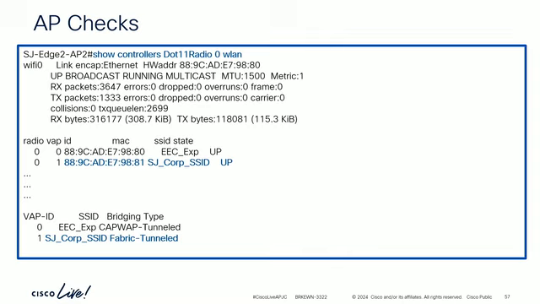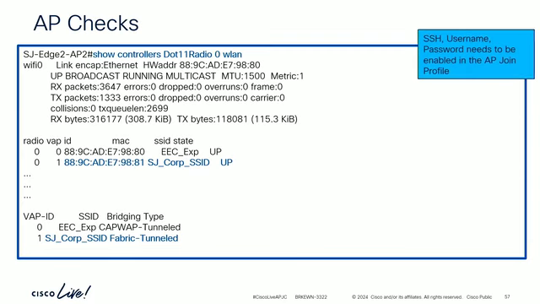You may wonder, what is this CAPWAP tunneled? I have created another SSID actually, just to showcase the difference. This is a non-fabric SSID. A non-fabric SSID would be CAPWAP tunneled, whereas a fabric SSID would be fabric tunneled, and that is what is being sent, broadcasted by the AP, right? So that's something very important to note here on the AP. From the AP perspective, you can also check this.